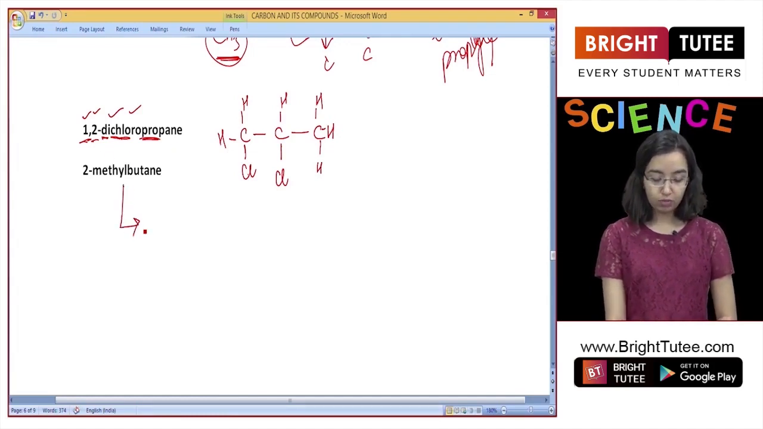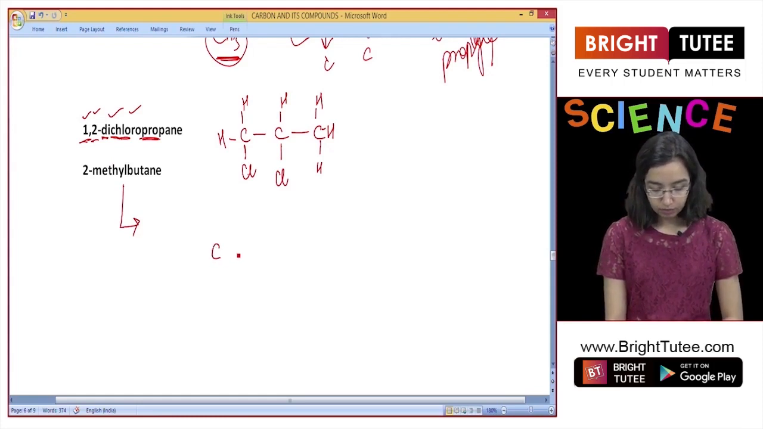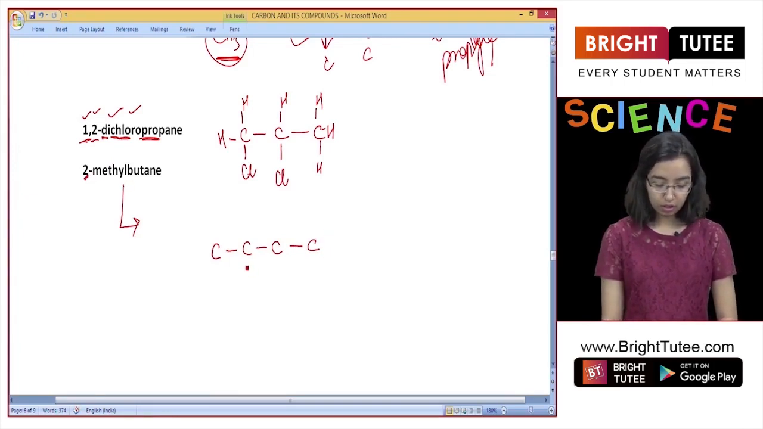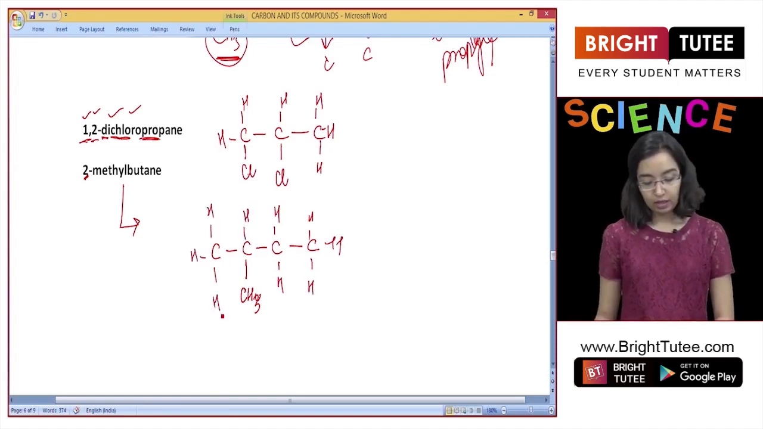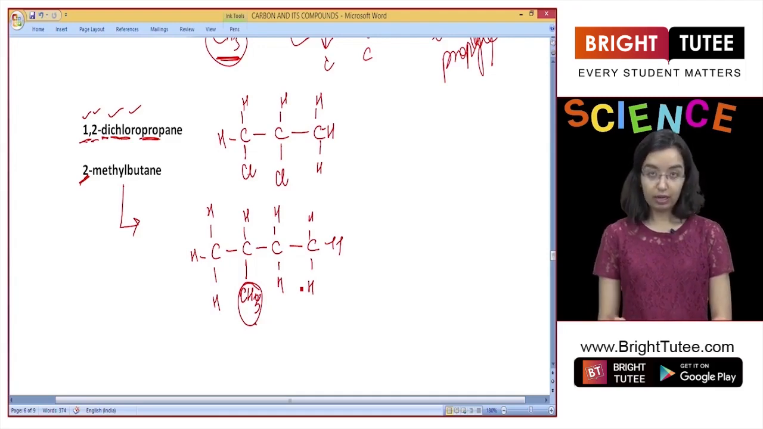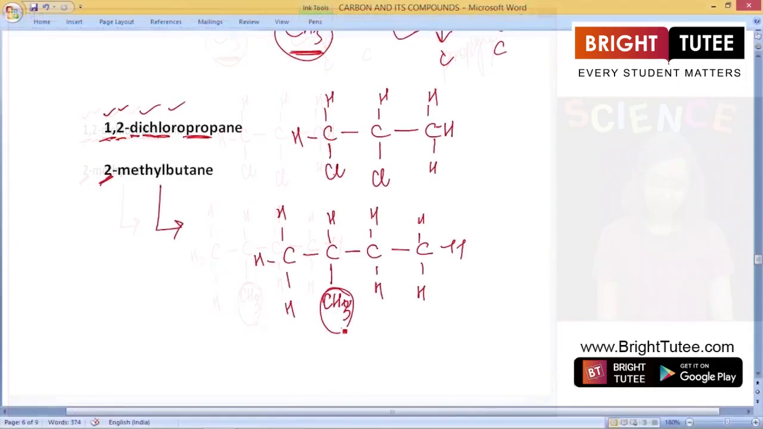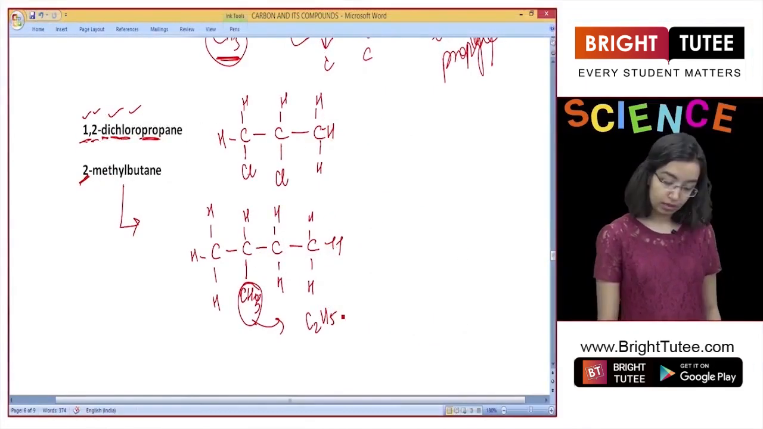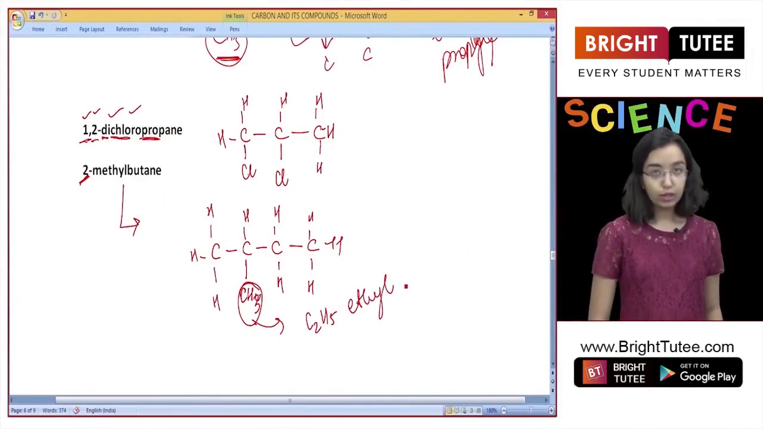Let's try another example, 2-methyl butane. It's butane, so we will be using 4 carbon atoms in the main chain. On the position of 2, there's a methyl, and you fill the remaining with hydrogen. And this will be the structure of 2-methyl butane, because on the second carbon atom a methyl group is added. If it was 2-ethyl, then instead of writing CH3, I would have written C2H5, right? That would be for ethyl. So this is the IUPAC naming.